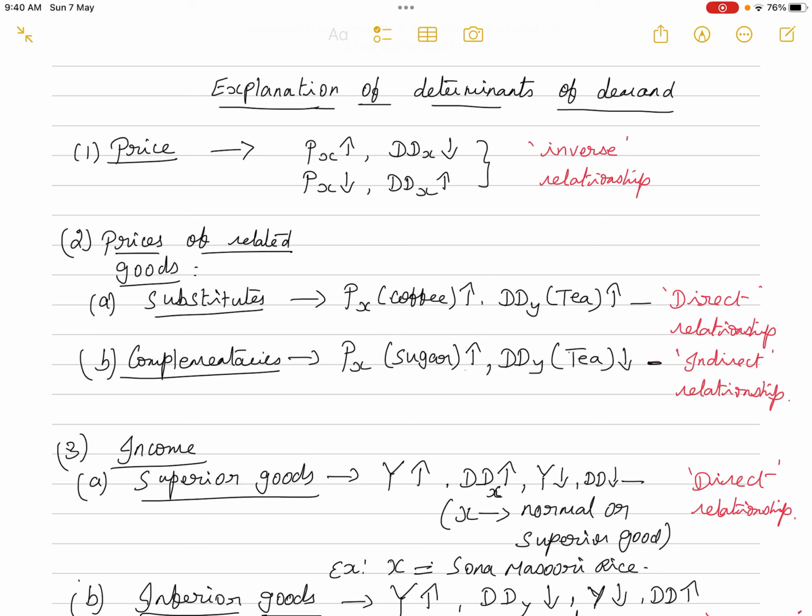Both commodity X and commodity Y are needed in order to satisfy one particular want, that is complementaries. So we can take the example of sugar and tea. So sugar is a complementary commodity for tea. If the price of sugar increases, what happens? The demand for tea will reduce. It is as good as the price of tea has increased, because most of the people would consume tea along with sugar. So if the price of sugar increases, then the demand for tea will decrease. So they are having the indirect relationship. So make a note of it.